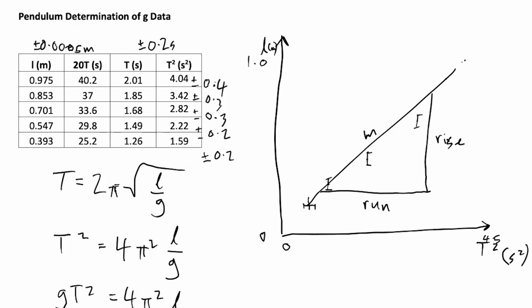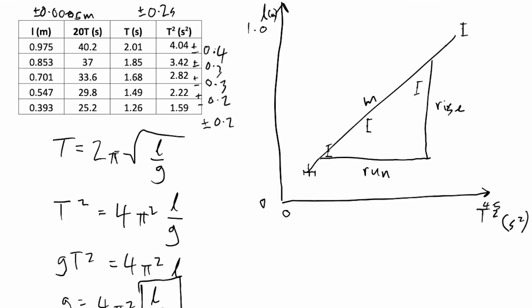And as you did for the enthalpy, you will create your maximum slope line and your minimum slope line and your best slope line and report all of those. And then you'll tell us whether your result is within those errors of the known value 9.81. So you'll have a number for the value of g. You'll take this gradient M and multiply that by 4 pi squared, and that will give you a value of g.